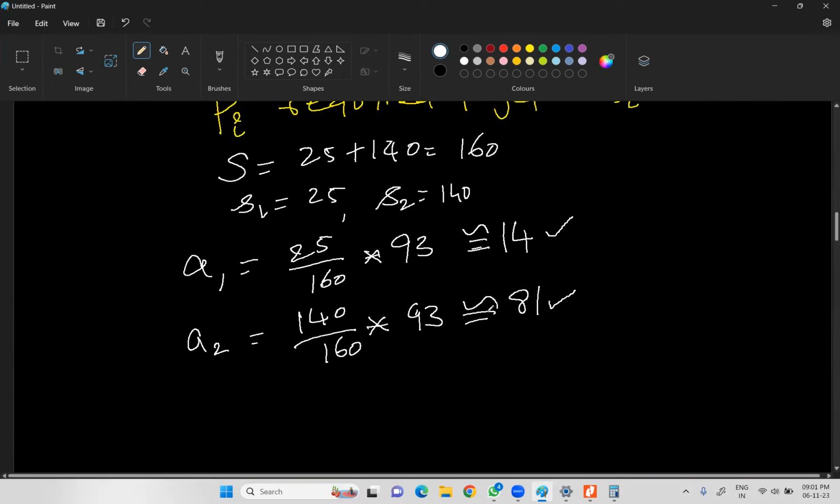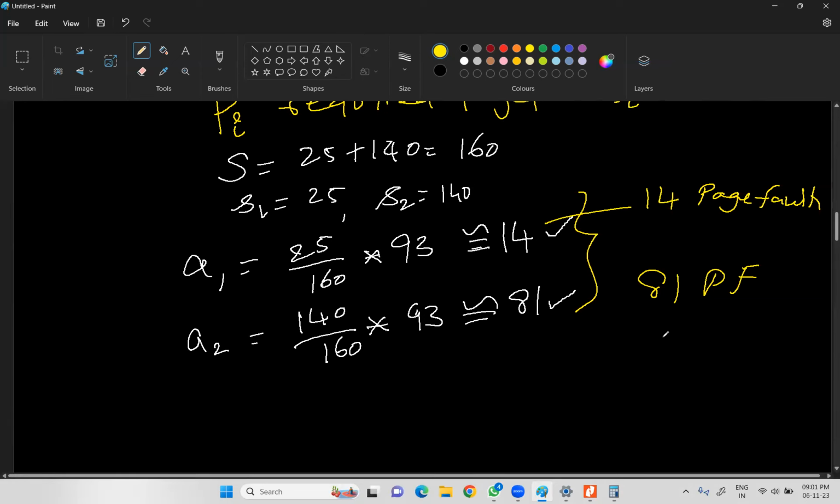So obviously, as far as this kind of allocation is concerned, for these two processes, allocation A1 will be equal to 14 and A2 will be equal to 81. For this process, 14 page faults will be obvious, and here 81 page faults will be obvious. There is no alternative to reduce the page faults.